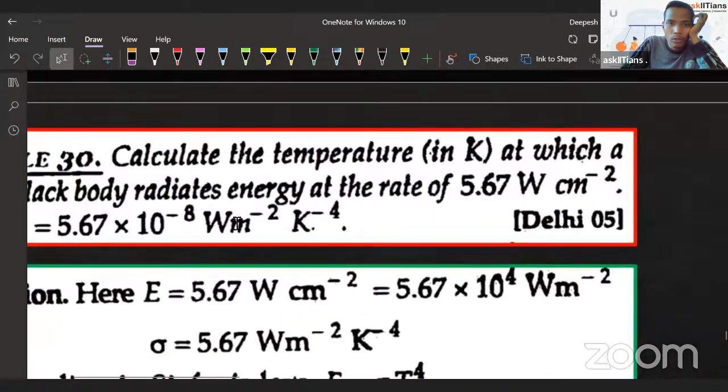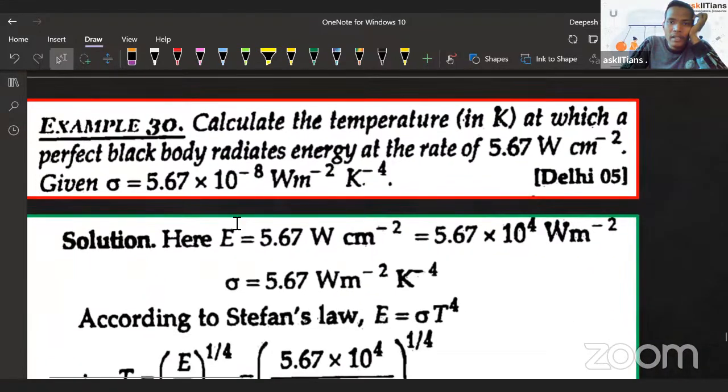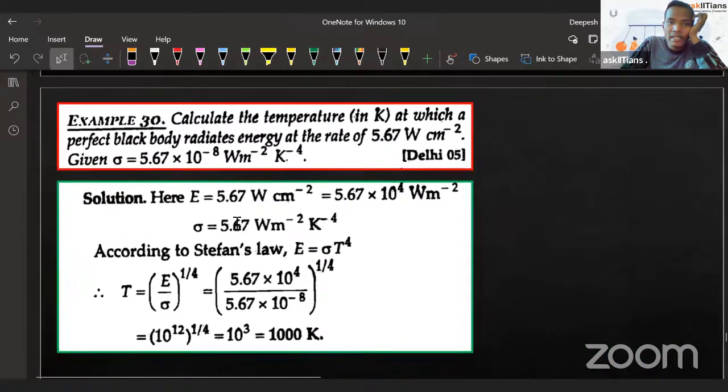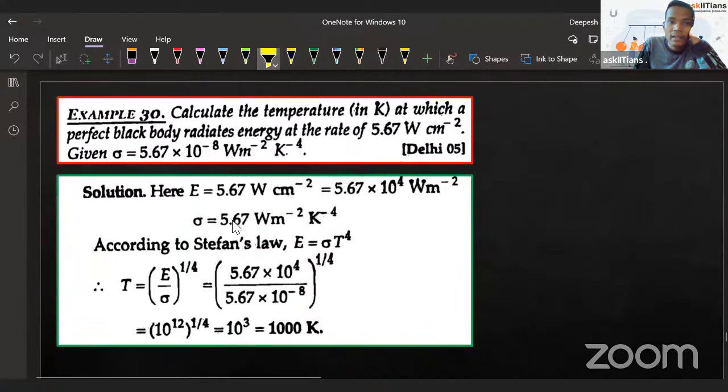For example, have a look at this question. Calculate the temperature at which a perfect black body radiates energy at the given rate. So the rate is given to you, and the Stefan's constant is also given to you. We have to calculate the temperature. The formula is T equals (E by sigma) to the power 1 by 4. We are calculating the temperature out of that only. Now, simply take the ratio of energy and sigma, and you will get the value of temperature.